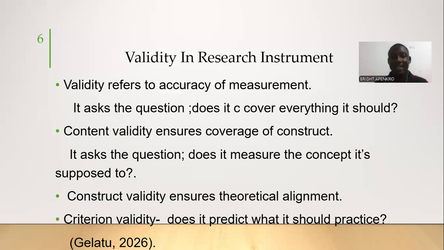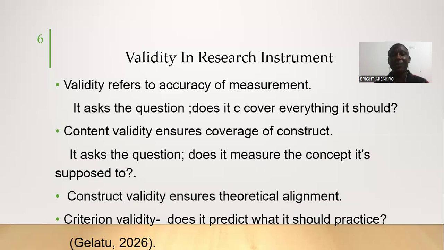So as we are learning theoretically, when it comes to the practical, it should be able to match with the practical thing we are going to do as we are presenting now. When the time comes for us to do the practical one, we should be able to do as expected. Then criterion validity. Does it predict what we should practice?